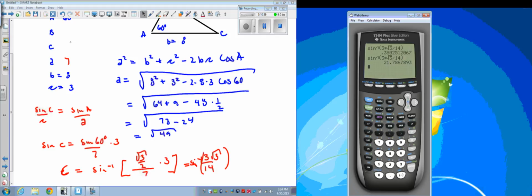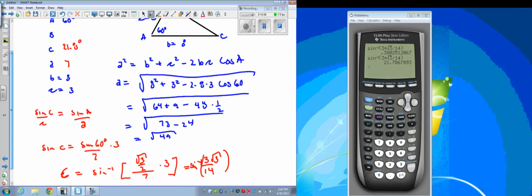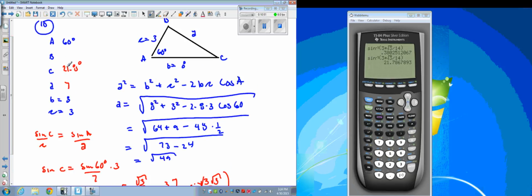Okay, so this is 21.8. And then we can find B by doing what? Adding these two together and subtracting from 180. So it's 180 minus the sum of 60 plus 21.8. So what did that get us? 98.2? Is that what it is? Yep. Okay. That's pretty good. All right.